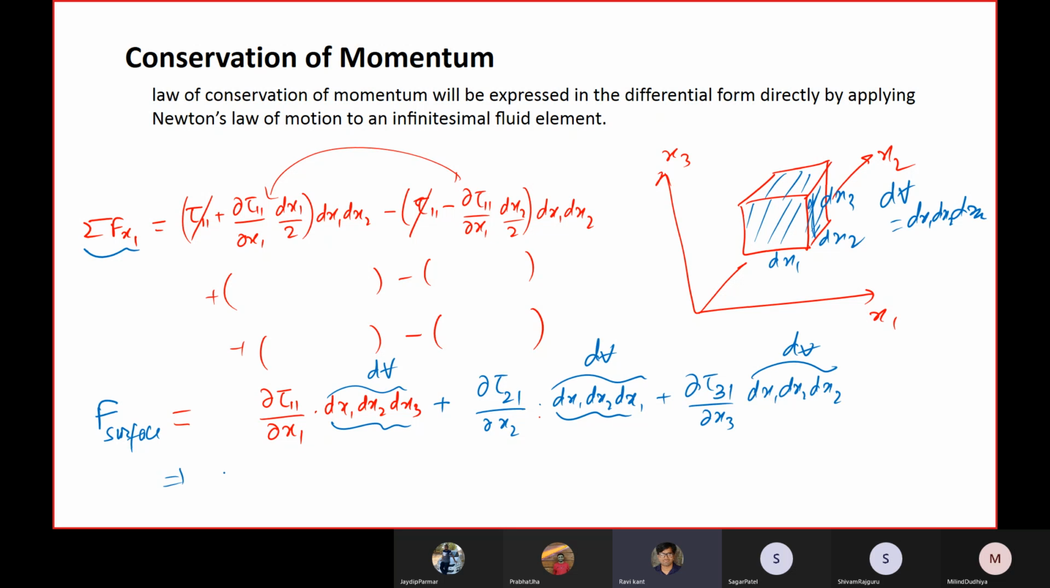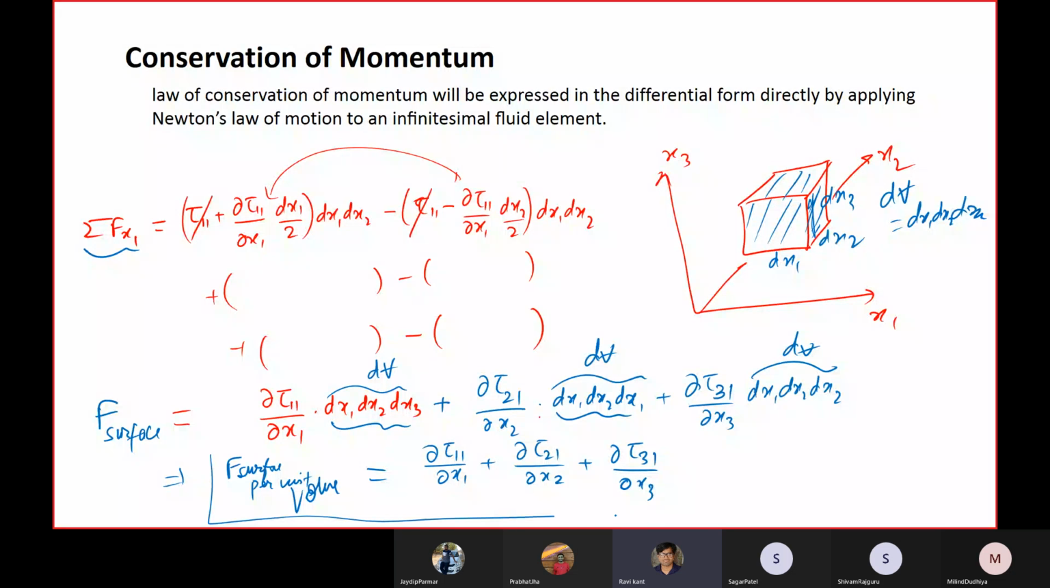Now I can write that my surface force per unit volume would be nothing but ∂tau 11/∂x1 plus ∂tau 21/∂x2 plus ∂tau 31/∂x3. Do you guys agree with this equation? Do you agree? Yes, no? Yes, sir. Okay.